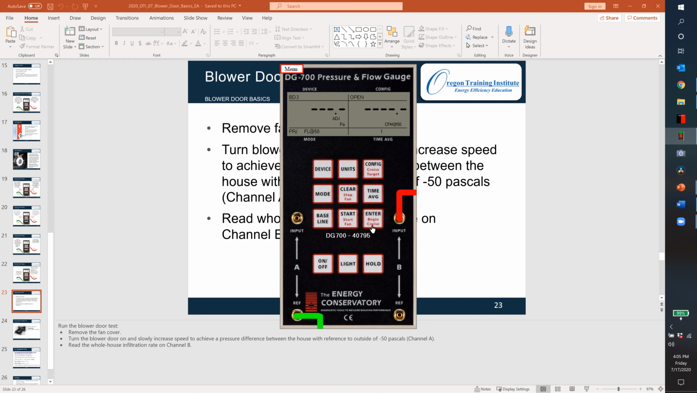And then we can hit enter. And when we hit enter, it's going to automatically adjust our 0 on our blower door to whatever our baseline was. So our manometer now shows ADJ. That means adjusted for the baseline, and that it's ready to start the test. It should be roughly 0, but it's going to fluctuate too with the wind.